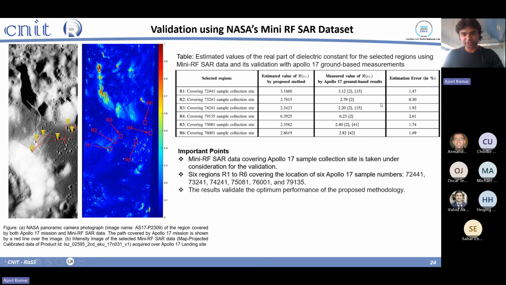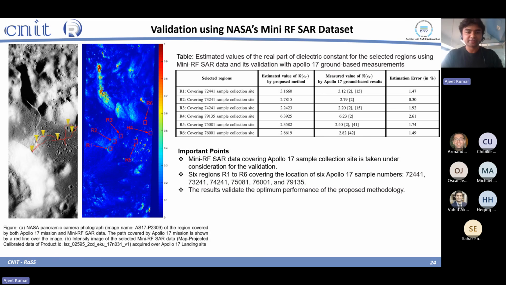It's very interesting to visualize this. This is the estimated real part of the dielectric constant based on our method, based on beta, and these are the data released from the Apollo 17 site by NASA. The estimation accuracy is pretty high. You can see it is more or less matching the Apollo-released dielectric constants. The estimation error is less than 3%, so you can see how accurate it was.